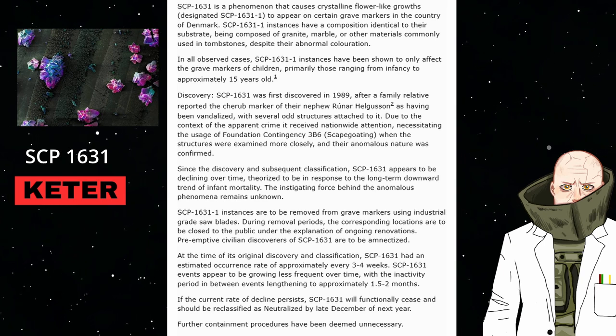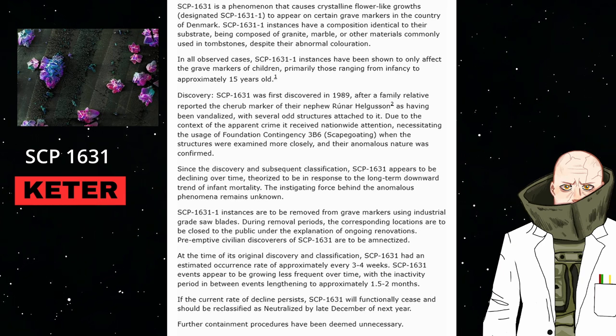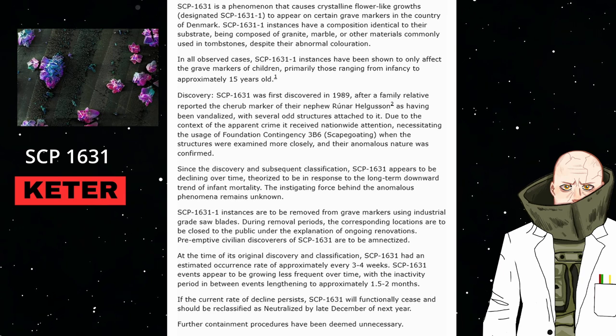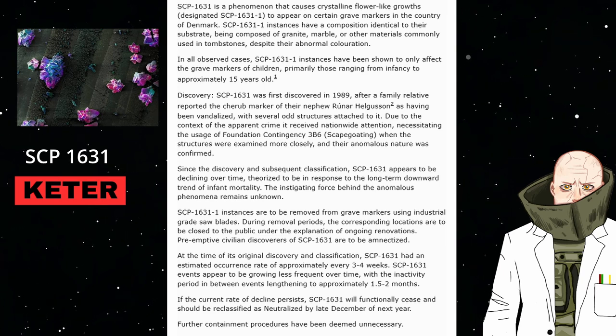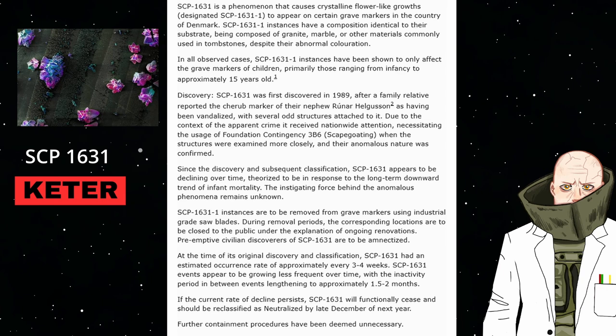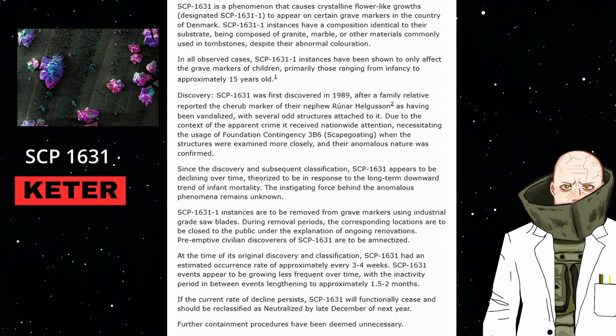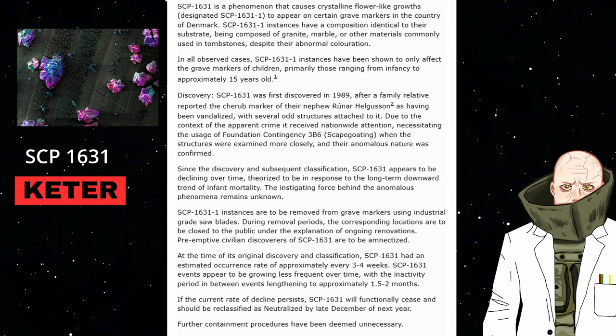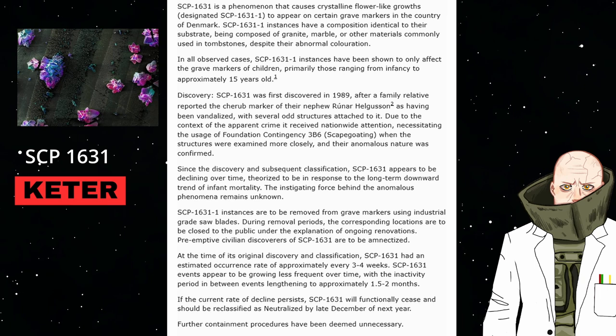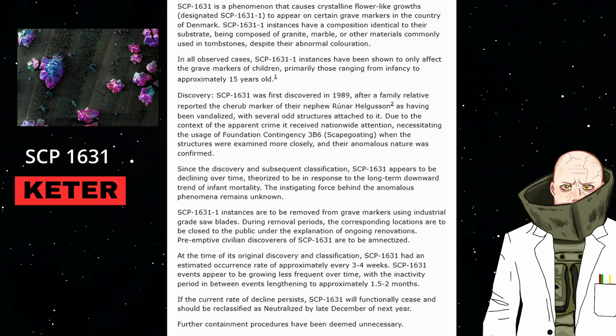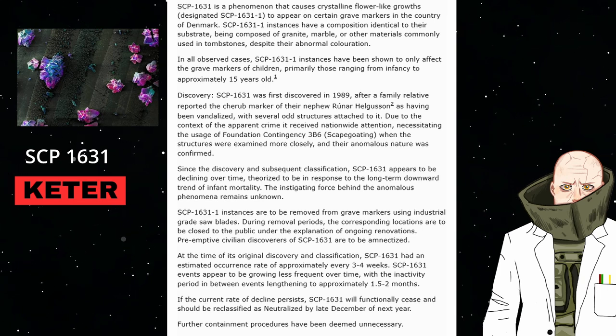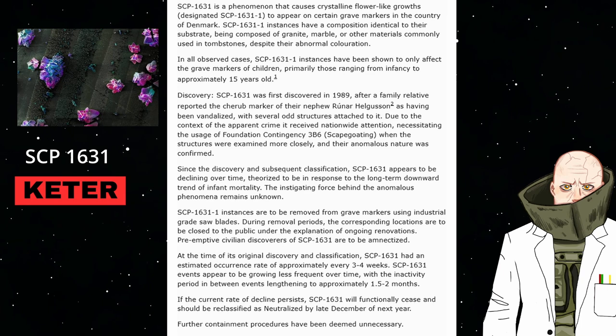In all observed cases, SCP-16311 instances have been shown to only affect the grave markers of children, primarily those ranging from infancy to approximately 15 years old. 1631 was first discovered in 1989 after a family relative reported the cherub marker of their nephew Runar Helgason as having been vandalized, with several odd structures attached to it.